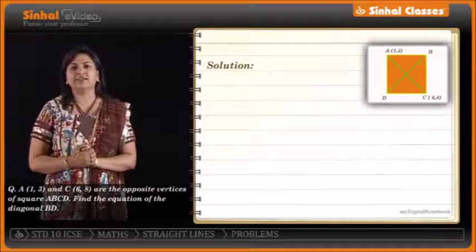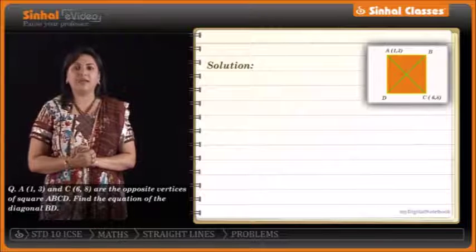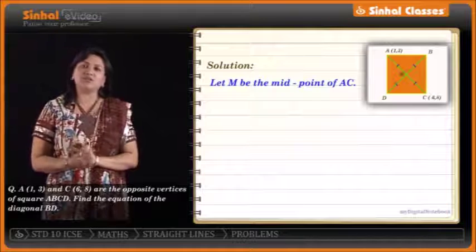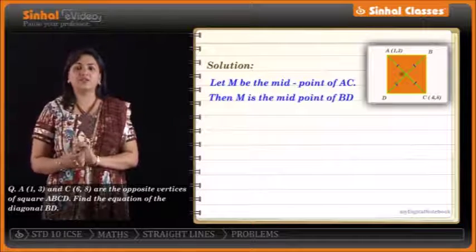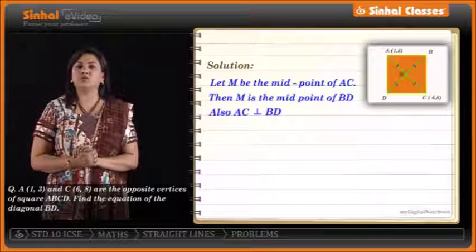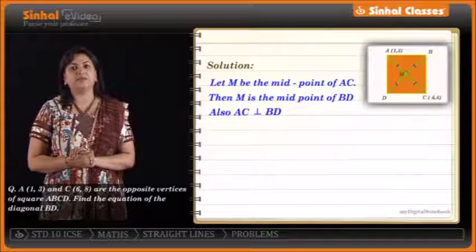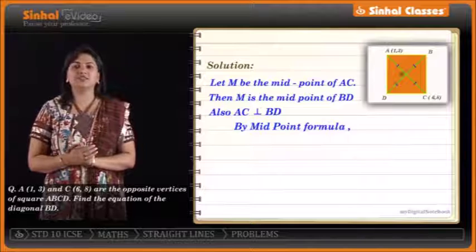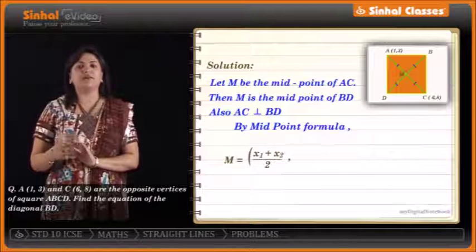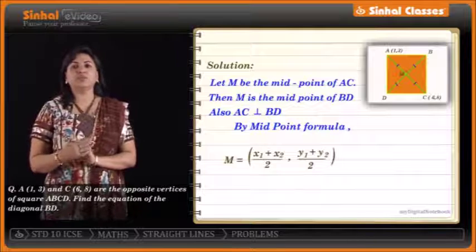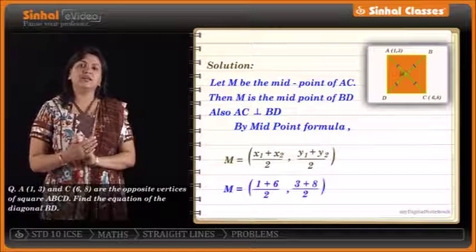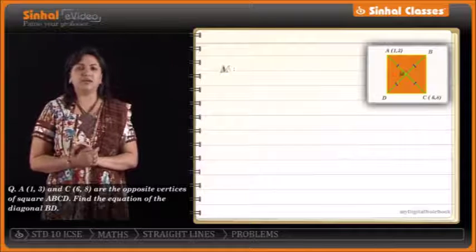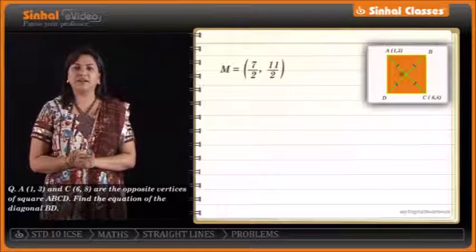at right angles. So let them bisect at point M. That is, M is the midpoint of AC and it is also the midpoint of BD. And also we have AC perpendicular to BD. So first we will find the midpoint M. We can do that by midpoint formula, which is (x1 plus x2) upon 2 and (y1 plus y2) upon 2. We get (1 plus 6) upon 2 and (3 plus 8) upon 2, which is equal to 7 by 2 and 11 by 2. So we've got the coordinates of the point M.